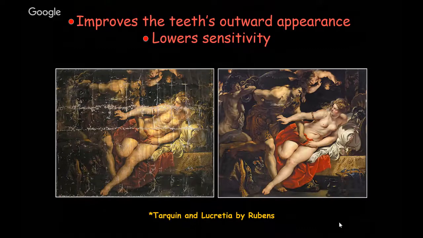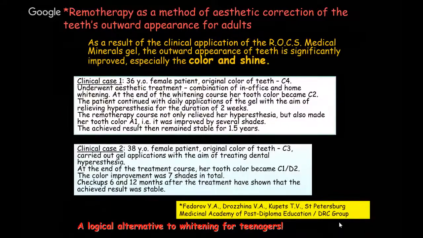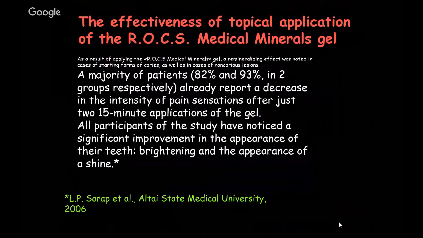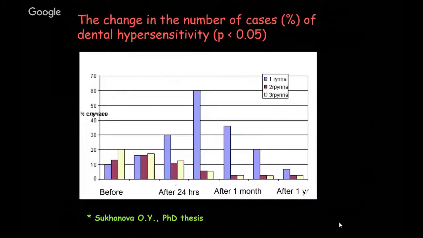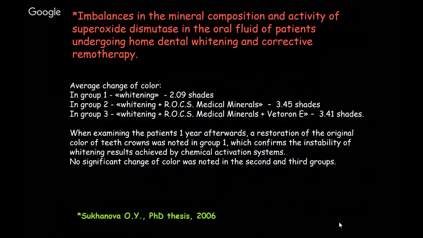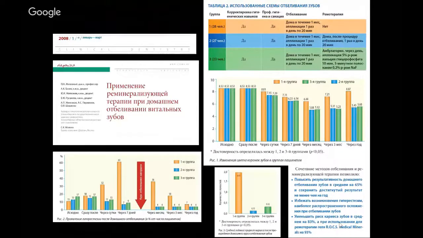Remineralizing therapy. One of the necessary effects, one of the very good additional effects, is to improve the teeth's outward appearance and lower sensitivity. Remineralizing is a method of aesthetic correction of the teeth's outward appearance for adults. It's a technological alternative to whitening for teenagers, for example. We have many scientific researches about the effectiveness of mineral gels for tooth shine and for reduced sensitivity. I don't have time to go into them concretely. But if we have remineralizing therapy after teeth bleaching, for example, the result of teeth bleaching will be stable, and second, the hypersensitivity will reduce.